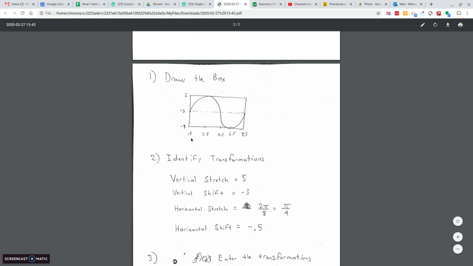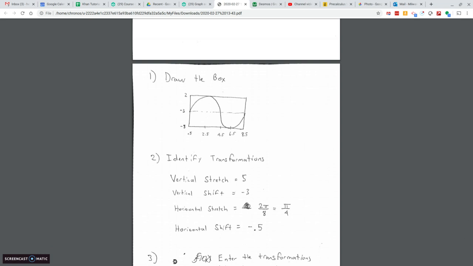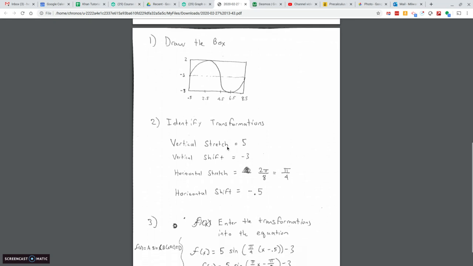So I go from 0.5 to 2.5, from 2.5 to 4.5, from 4.5 to 6.5, and then from 6.5 to 8.5. Okay, and then I've drawn my basic sine box where I've got the peak, the trough, and the midline labeled on the left side, and then I've got my x values on the bottom for the different parts of the period. And now I just have to identify my transformations.